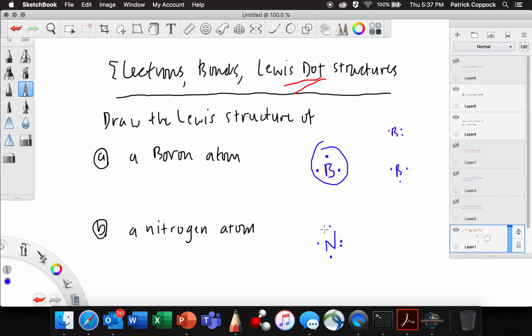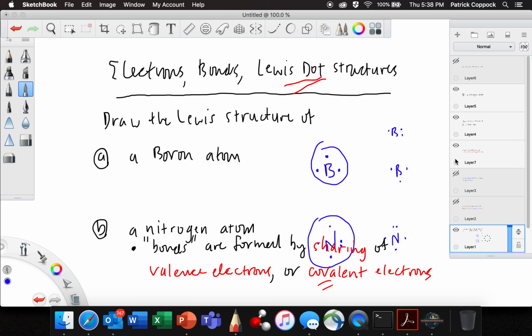Okay? And that is the Lewis structure of a nitrogen atom. Again, we might have drawn it 1, 2, 3, 4, 5. This is equally correct. And generally, especially for the smaller atoms, we're going to draw them only on the left and right and top and bottom. Right? So we're going to pair them. All right, so those are the Lewis structures of atoms.